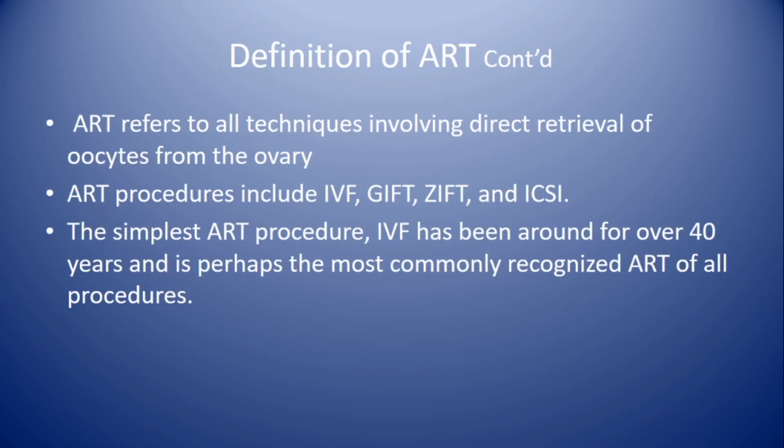Now, ART refers to all techniques involving direct retrieval of the oocyte from the ovary. Looking at this definition, it will exclude IUI because oocytes are not retrieved, but most ART centers include IUI as part of the procedures. So the typical definition of ART includes procedures such as IVF, GIFT, ZIFT, and ICSI. The simplest ART procedure is IVF, and it has been around for over 40 years. In fact, the first baby that was born through IVF was born over 40 years ago in the name of Louis Brown in 1978.